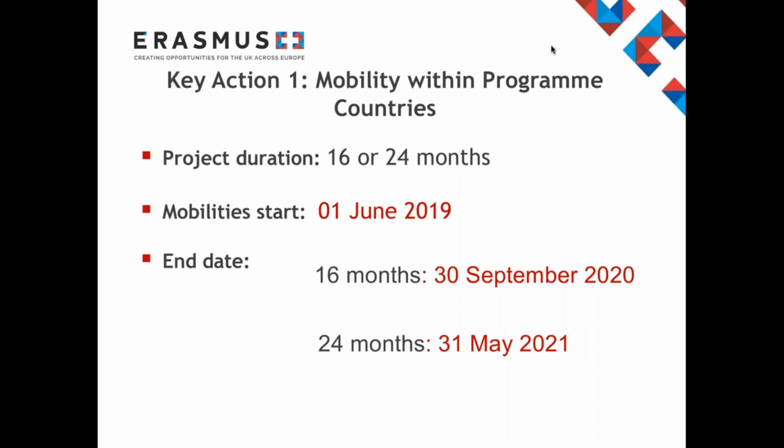The duration of a project under Key Action 1 mobility between programme countries is 16 or 24 months. The start date for 2019 Key Action 103 mobilities is the 1st of June 2019. On the screen, you can see the project end dates, depending on the duration you select on the application.